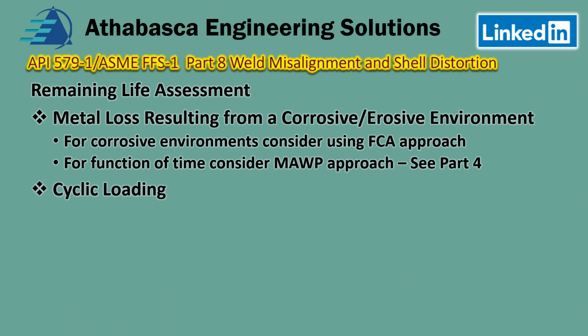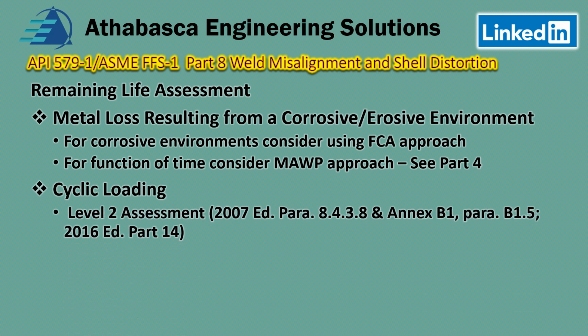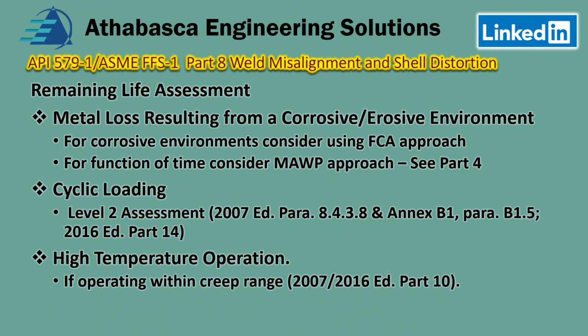Now, the cyclic loading, some thoughts here. For a level 2 assessment, they recommend going, in the 2007 edition, to paragraph 8.4.38 of Annex B1, paragraph B1.5, or in the 2016 edition, part 14. Now there's something else to consider. High temperature operation. If operating within the creep range of the equipment, then for the 2007 and the 2016 editions consider looking at part 10. Now this concludes episode 3.